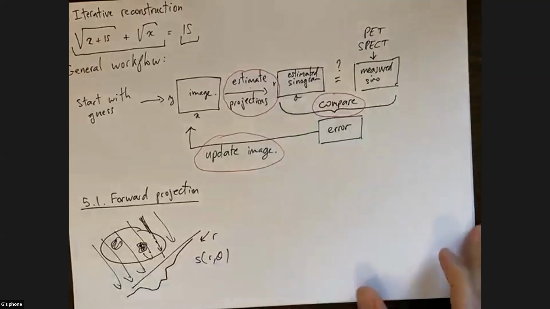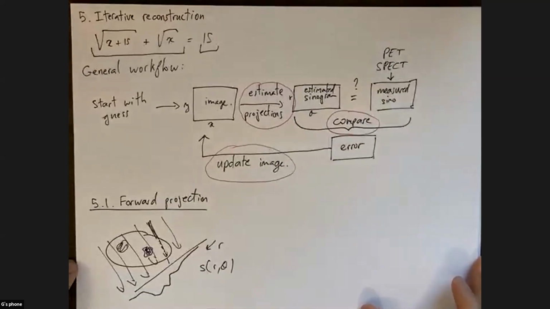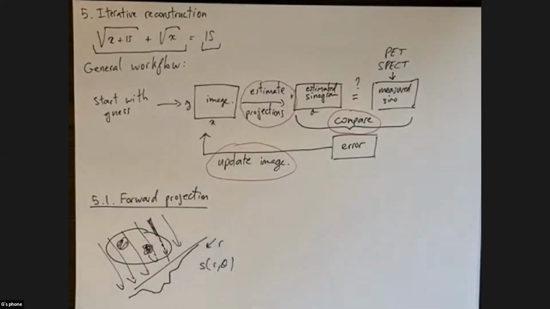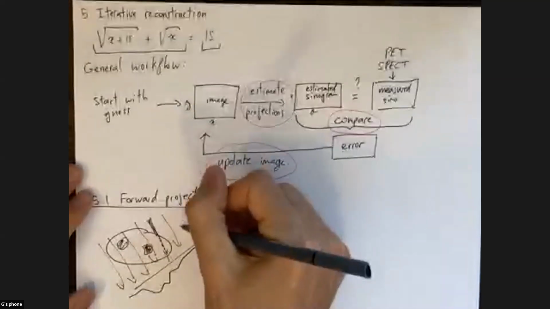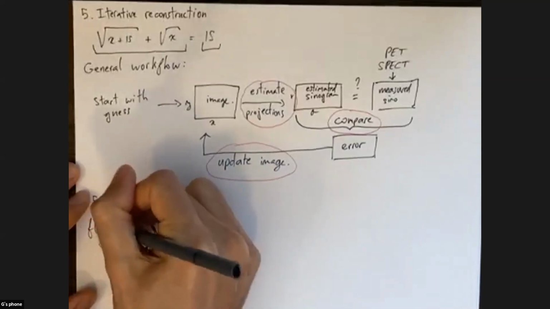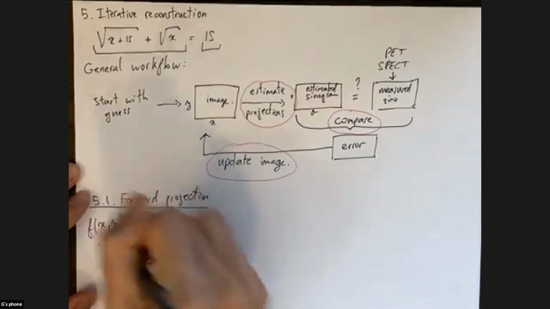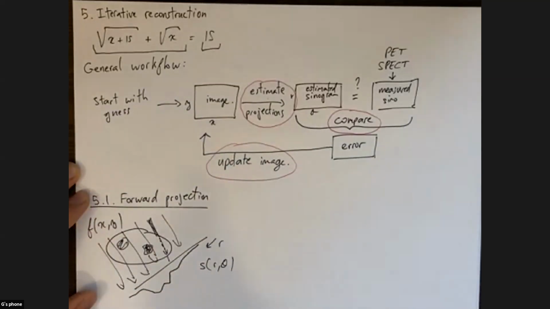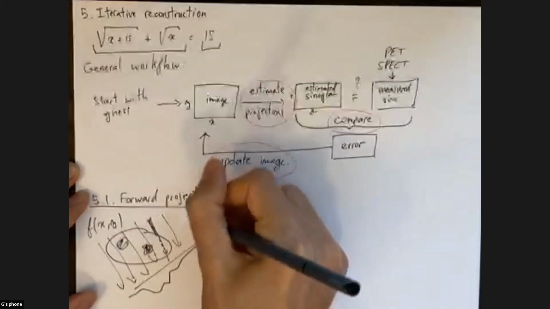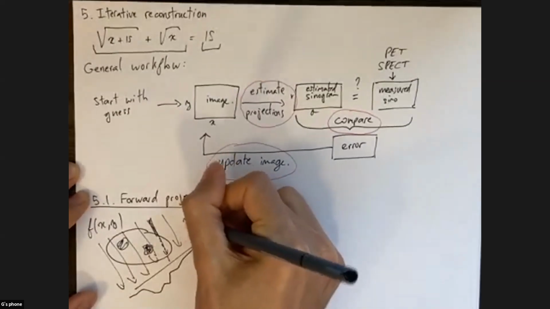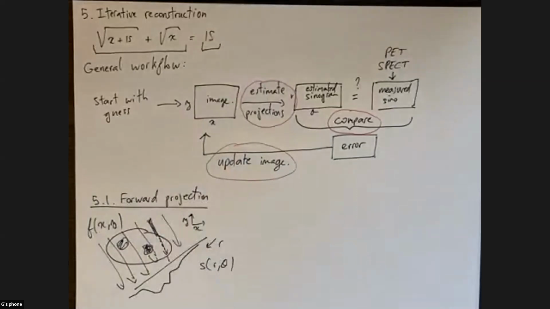In a way, this is the opposite of reconstruction, because we're starting from the image and we're going towards the sinogram. I'm going to call this image here f of x, y, and y and x, again, are the coordinate system here.